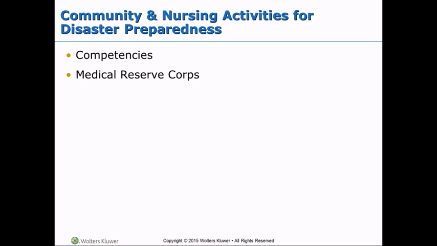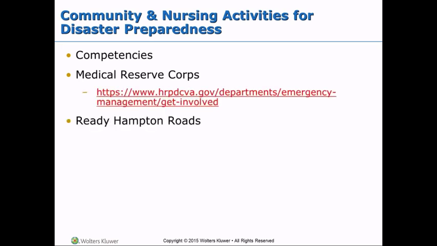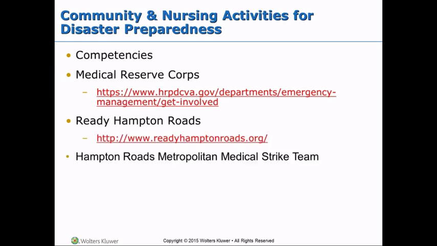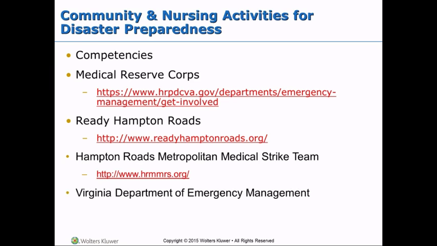These agencies include the Medical Reserve Corps, which was already mentioned, as well as Ready Hampton Roads, the Hampton Roads Metropolitan Medical Strike Team, and the Virginia Department of Emergency Management. If you are interested in becoming prepared for a disaster as a nurse in the community, you are encouraged to visit any one of these sites to learn more.